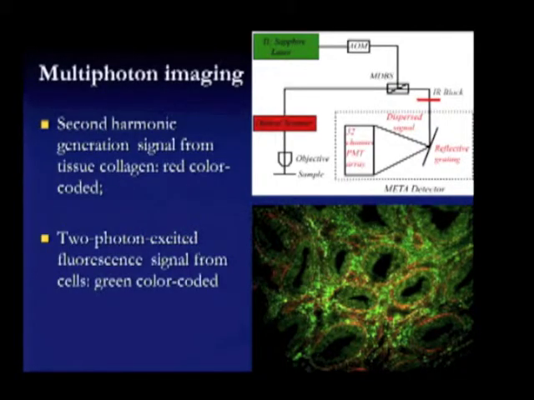So this is the optical mechanism of multiphoton imaging, which includes two signals. One signal is the second harmonic generation signal from tissue collagen. We use the red color code. And the other is the two-photon excited fluorescent signal from cells, in a green color.